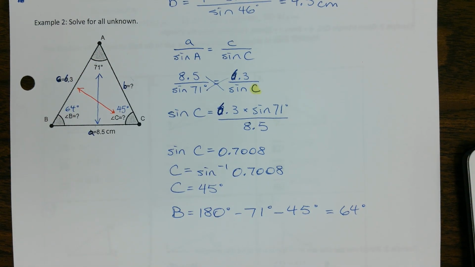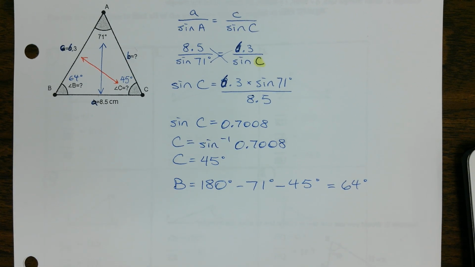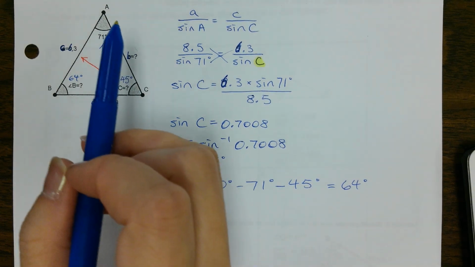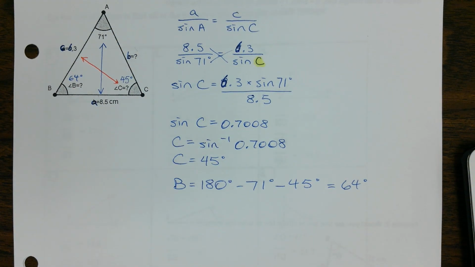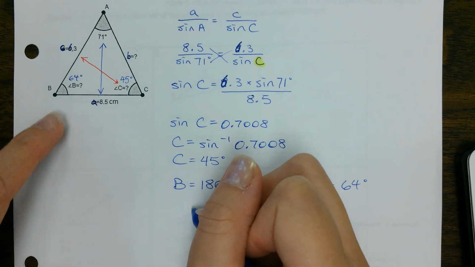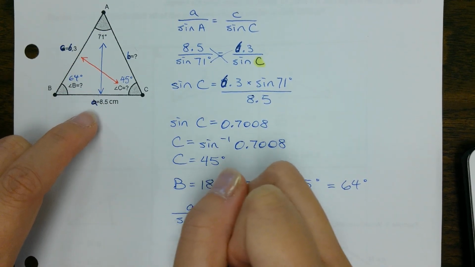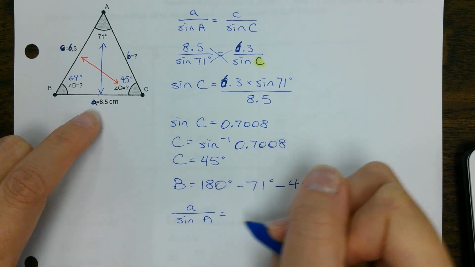Okay, now what can I do to solve for length B? Yep. Use either C over sine C or A over sine A, and you do the same. Perfect, good job. Can I use SOHCAHTOA to solve for B? Nope, because it's not a right angle triangle. That's why we have sine law.